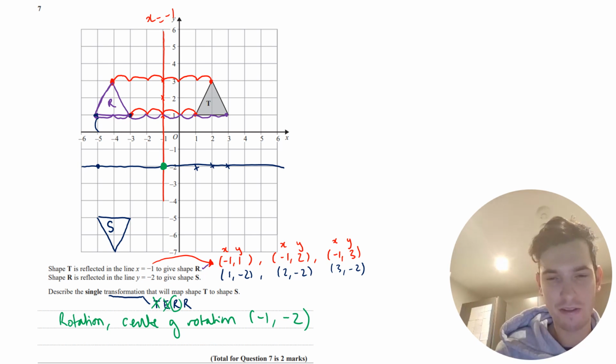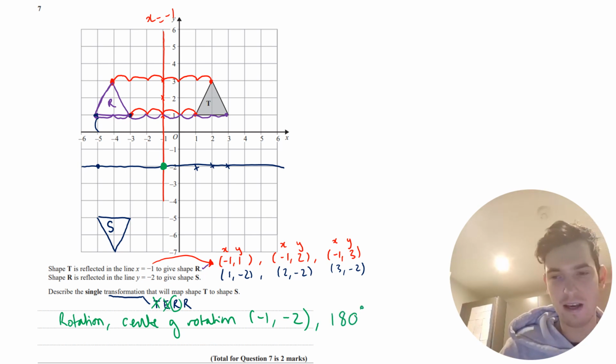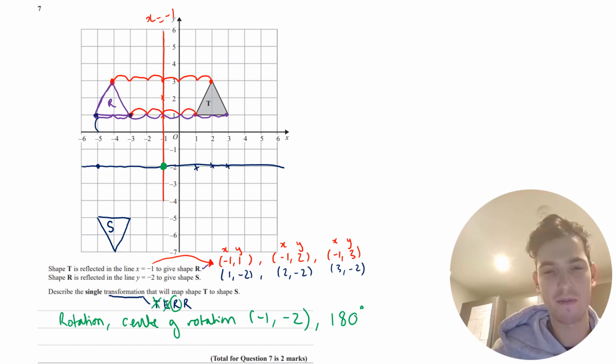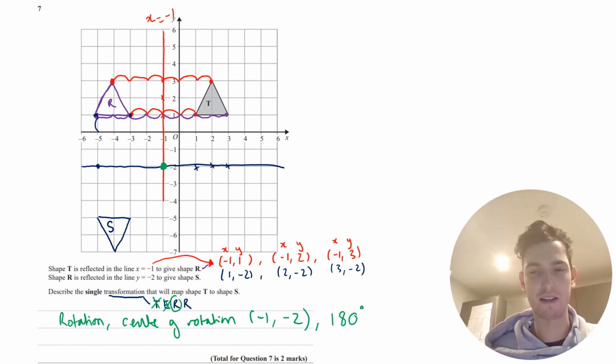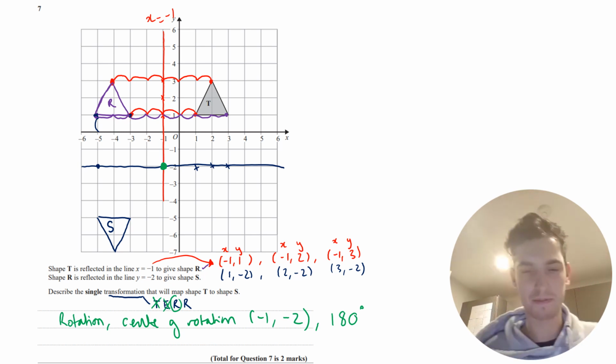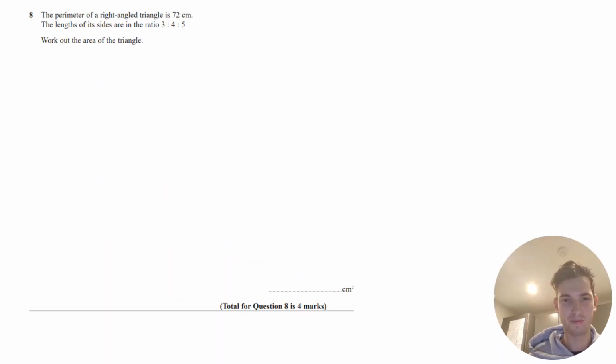And then the final thing I need is my angle. So I can see it's been flipped upside down. So it is 180 degrees. And if it's been flipped upside down, I don't need clockwise or anti-clockwise because it is the same thing. If it was 90 degrees, you would need to say if it's clockwise or anti-clockwise. Okay, let's move on to the next question.